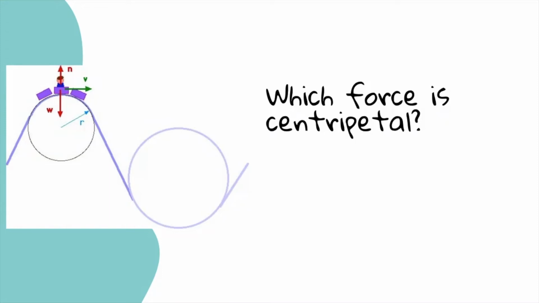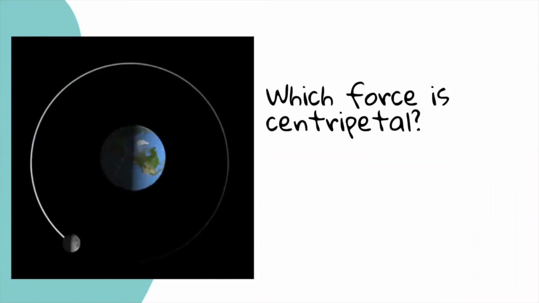So in this case, if you're on the outside of the roller coaster, then gravity is your centripetal force. If you're on the inside of the roller coaster, then normal is your centripetal force. You're going to take it from the scenario.